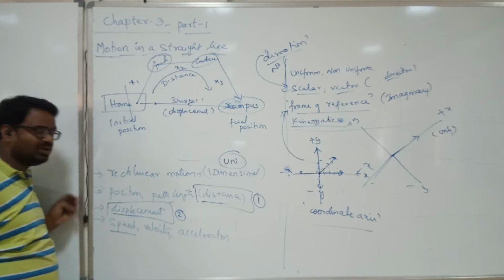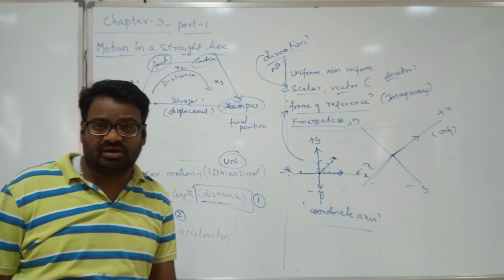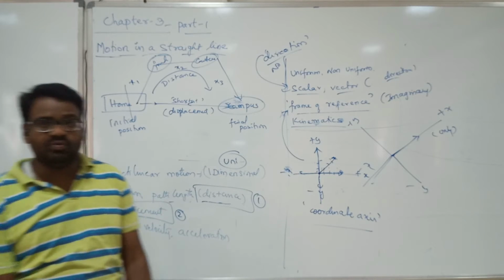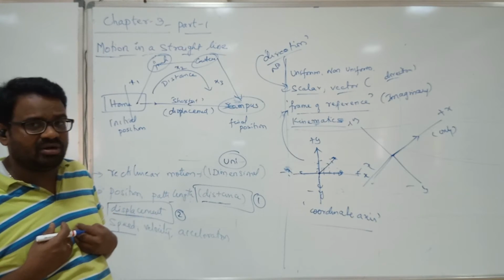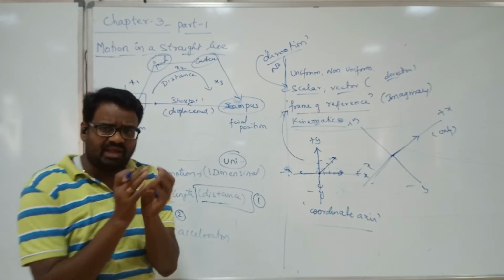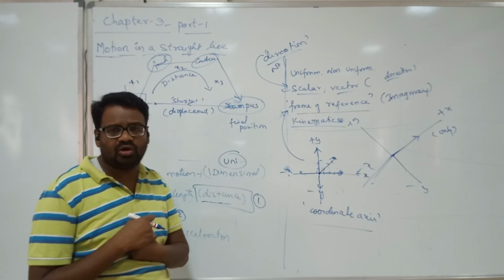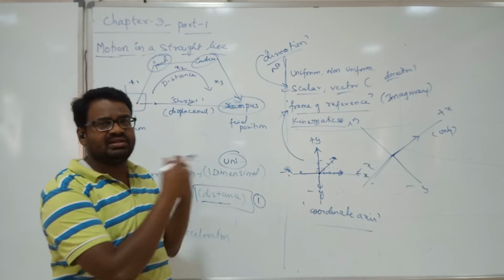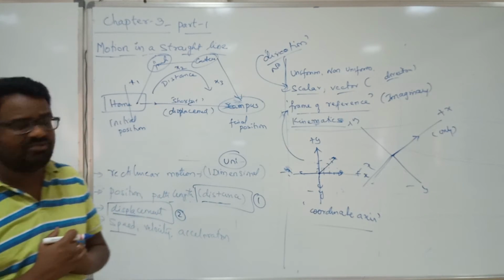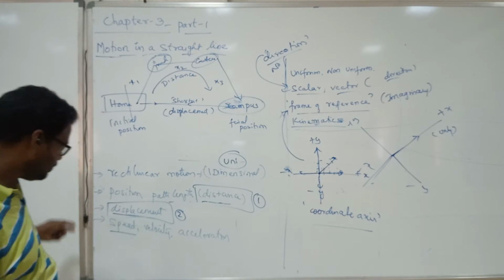Now can anybody define what is distance? Distance is the total path length traveled in the given time interval. Why should we say given time interval? Time is a reference point. I may start at 10 o'clock, you may start at 11 o'clock. We are traveling in the same direction, same path, but not at the same time. Accordingly, with respect to time we talk.